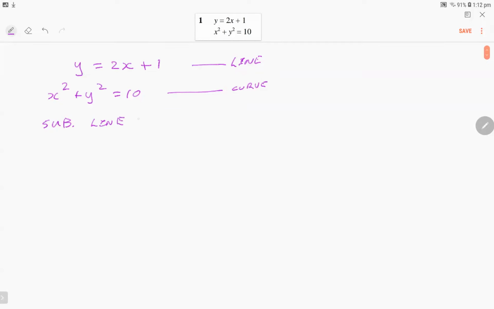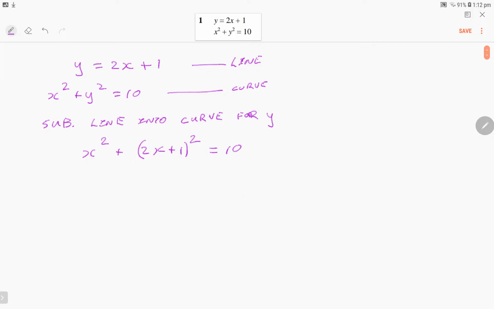Substitute the line equation into the curve equation for the y value. And so the curve equation becomes x squared plus (2x plus 1) squared equals 10. That's where the y was, and you put back the square equals 10. And then that's a quadratic equation in a basic form. We just need to expand it out and put it in the standard form and solve it.